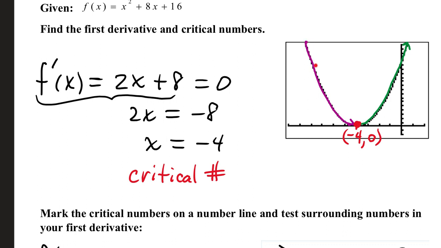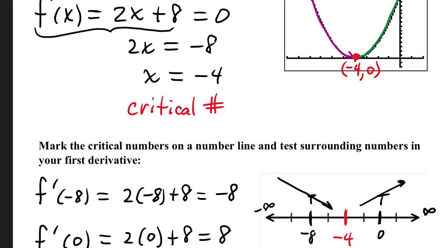Visually, we can see our graph decreases until we get to the critical number and then increases afterwards. Let's see if the mathematics will back that up. -4 was our critical number, so we mark that on a number line, pick a number smaller and larger, and test them in the first derivative. In class, we picked -8 and 0.